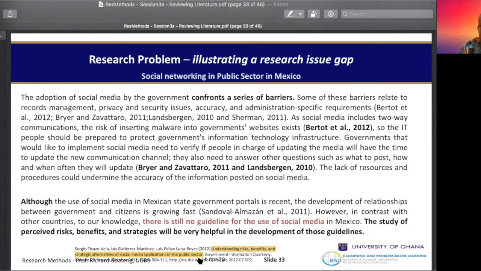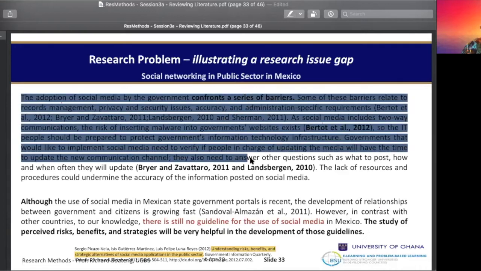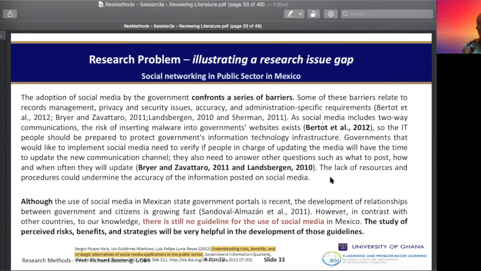Do you want to address all the gaps that you found, or a combination of two of them, or an aspect of just one of them? This gentleman here is just going to address an aspect of just one of them. And the aspect is necessary because if you don't look at the perceived risks and the administrative strategies that are needed to manage social media, you might not be able to develop the appropriate guidelines. So that is what is emphasized here.